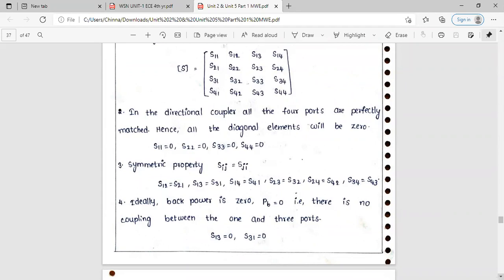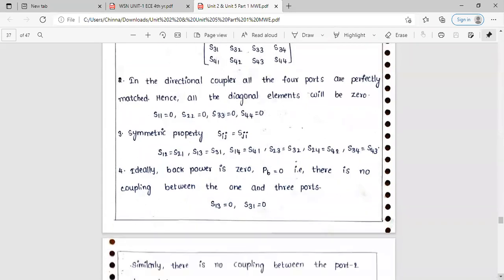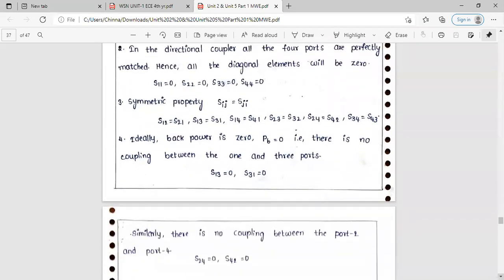And for a symmetric matrix, Sij is equal to Sji. So we can consider that S12 is equal to S21, S13 is equal to S31, S14 is equal to S41, S23 is equal to S32, S24 is equal to S42, S34 is equal to S43. These are the symmetric matrix relations for that particular representation.